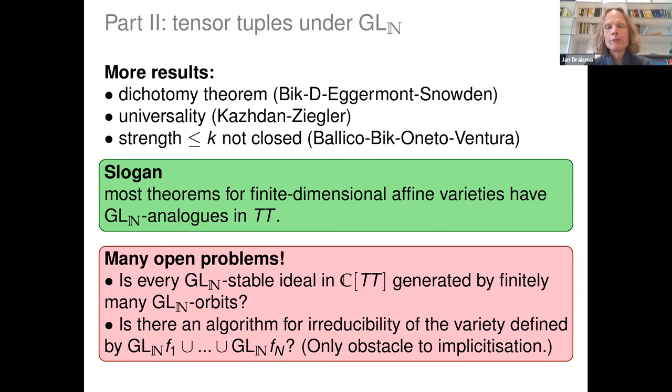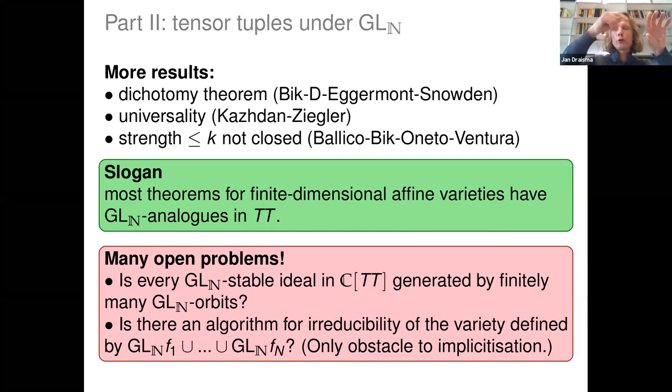Then there is an algorithm that takes as input a tensor space TT and a tensor space TT prime and a polynomial map that commutes with the infinite general linear group between them, and that spits out finitely many defining equations, equations whose orbit define the image of this polynomial map. But I have absolutely no idea at present how to test irreducibility.